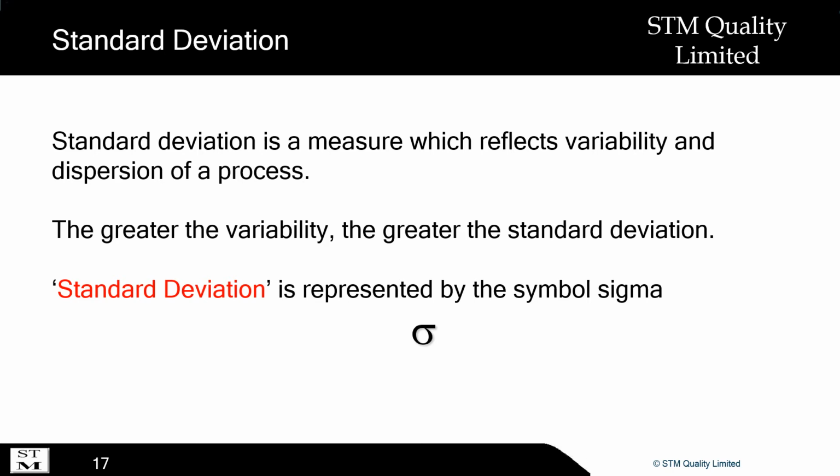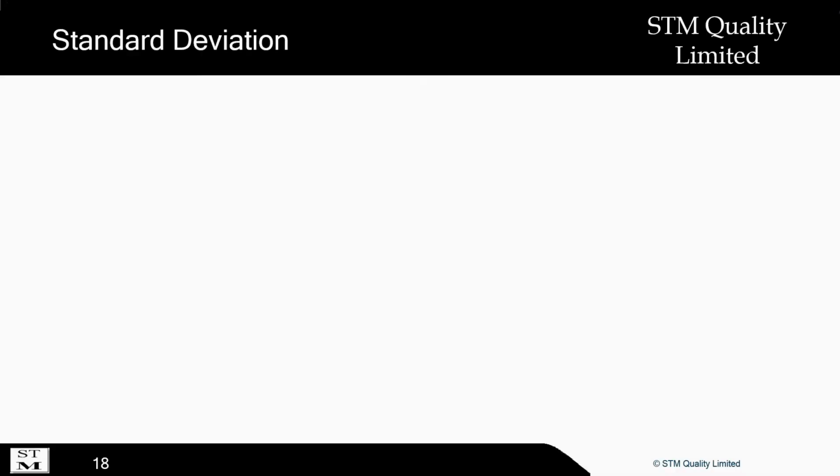Standard deviation is a measure which reflects variability and dispersion of a process. The greater the variability, the greater the standard deviation. Standard deviation is represented by the symbol sigma. Standard deviation for a sample is calculated by the following formula.